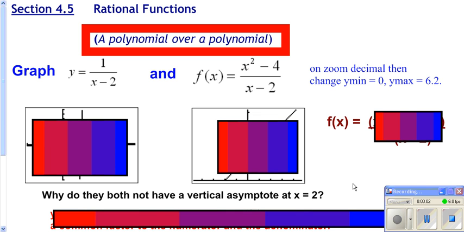Rational functions. A rational function, by definition, is a polynomial over a polynomial, which means all the exponents need to be positive whole numbers on your variables. This one here is a polynomial over a polynomial. It just happens to be a constant on top over a linear function on the bottom. This one here is a quadratic on top over a linear on the bottom.